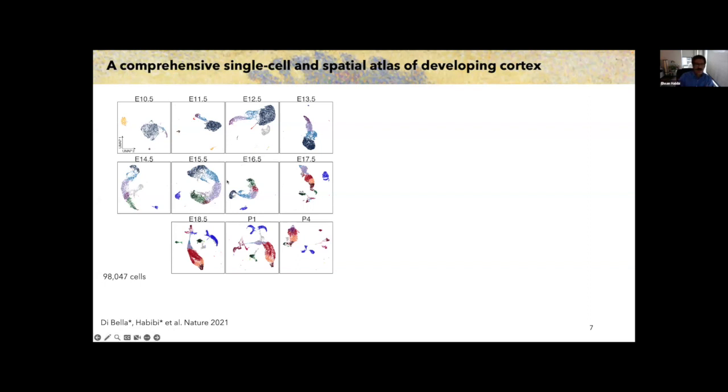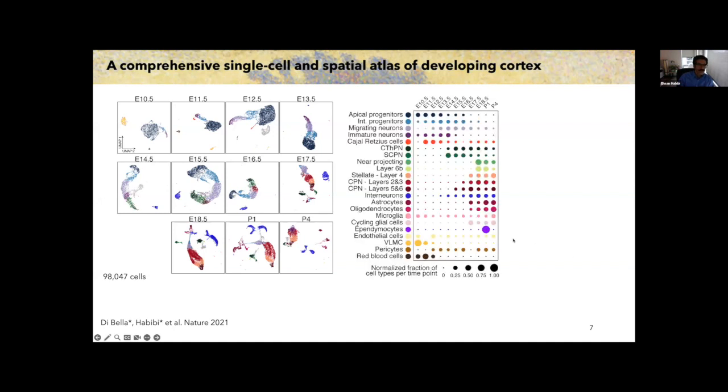You can see not only cells of cortical origin, but also non-cortical origin cells like interneurons, microglia, and vasculature. On the right, you see the composition of cell types over time. During early days, you see mostly apical progenitors and intermediate progenitors. And over time, you can see the emergence of specified cell types.